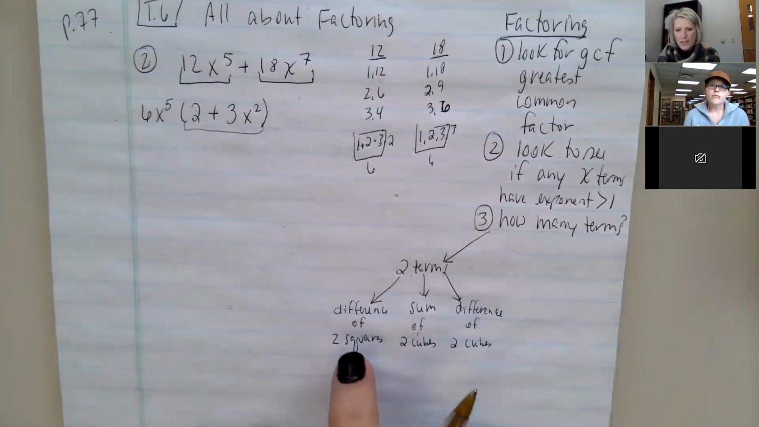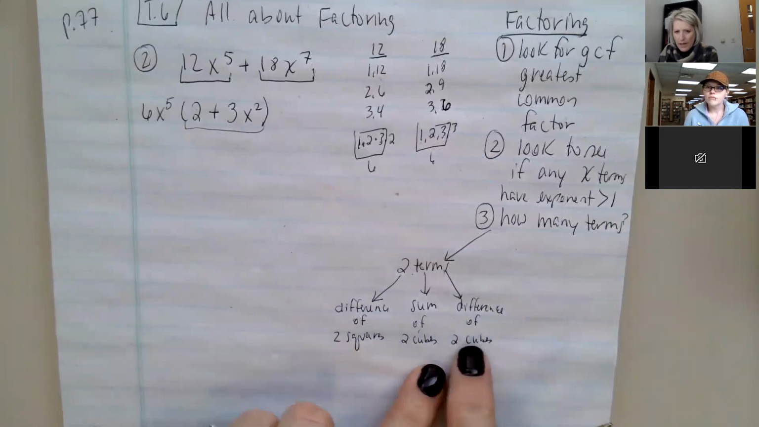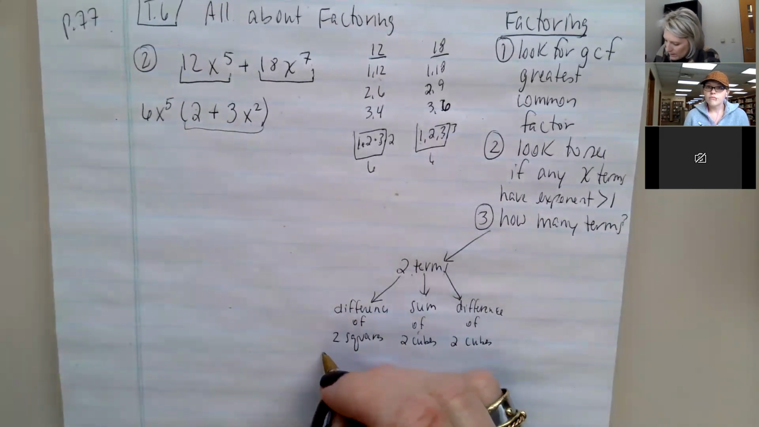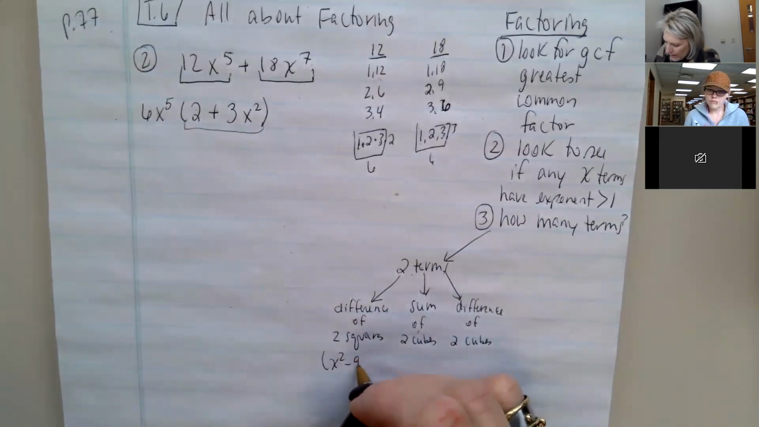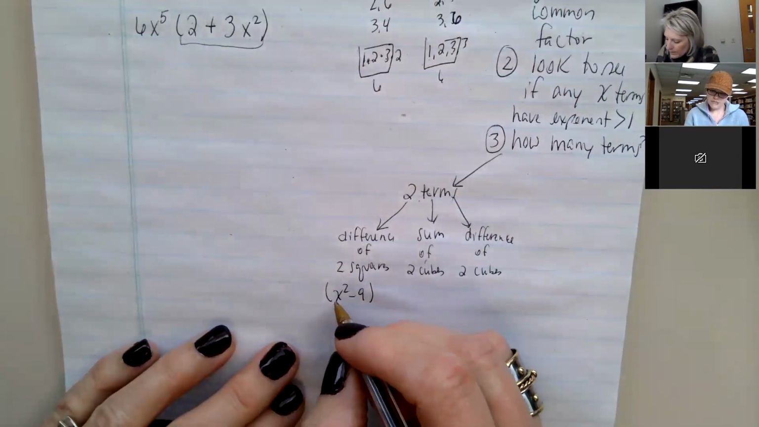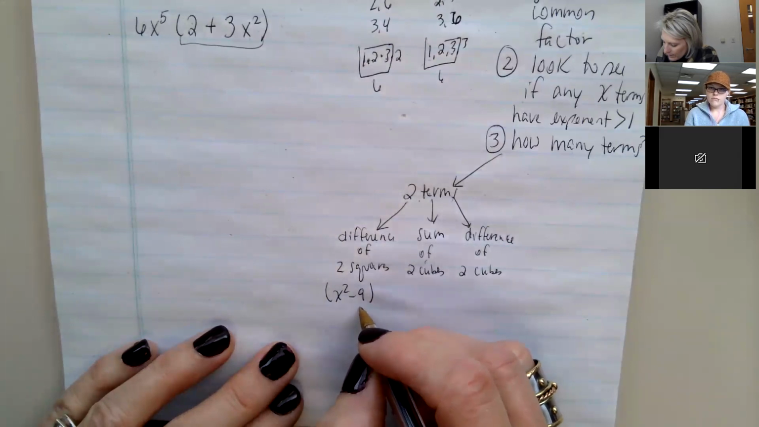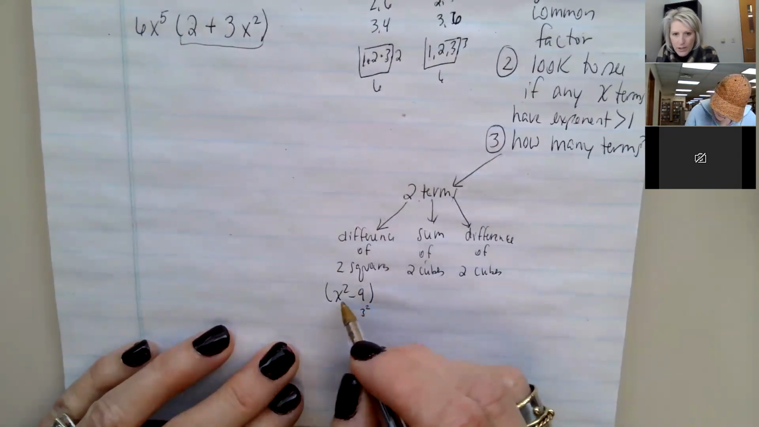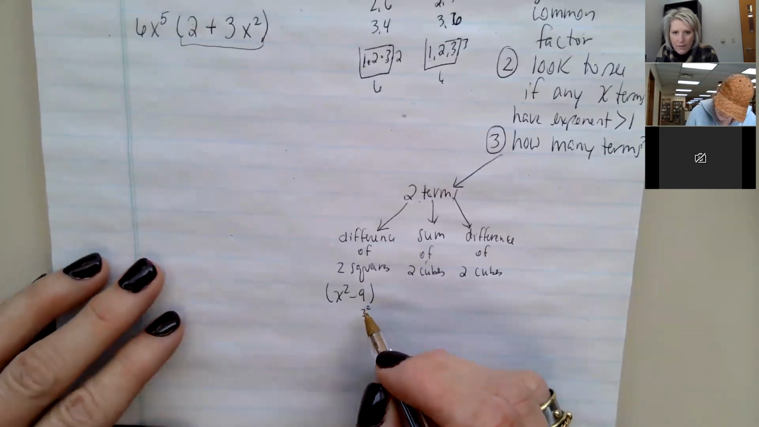Okay, so let me just give you, I'm not going to factor them, but I'm going to show you what a difference of 2 squares would look like, just so you know. X squared minus 9, that's a difference of 2 squares because x is squared and 3 squared makes 9. So that's what a difference of 2 squares looks like.